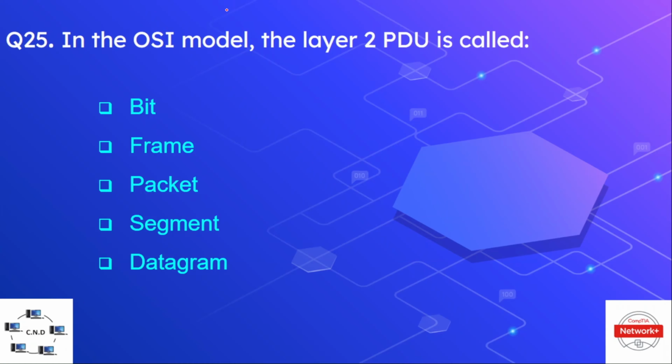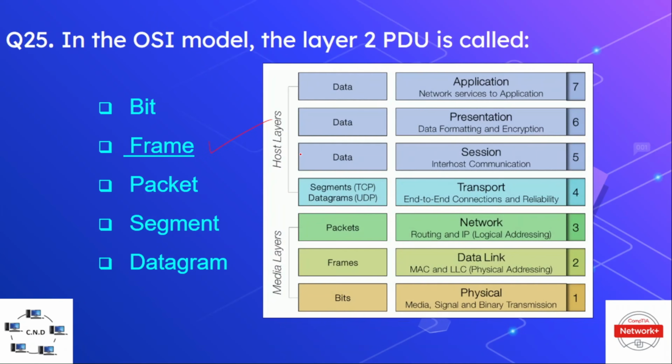Question number 25 is: in the OSI model, the layer 2 PDU is known as, as we already studied, and the options are bit, frame, packet, segment, and datagram. The correct option is the frame. So again, you can refer to this visual for the correct answer, or you can remember the different PDUs at different layers.